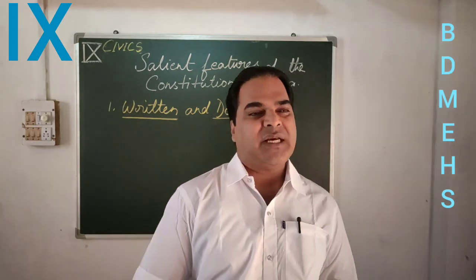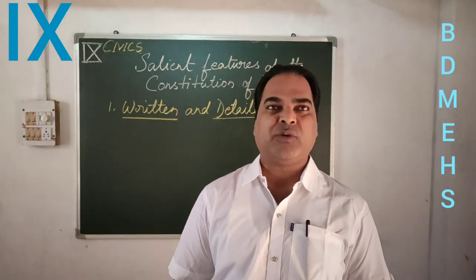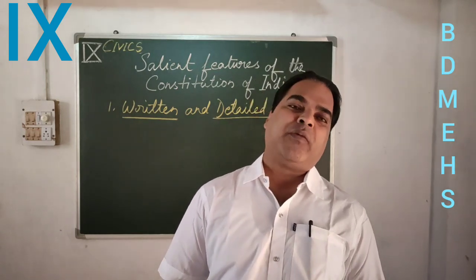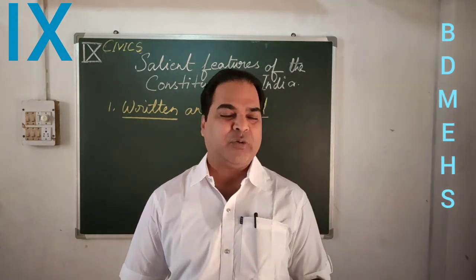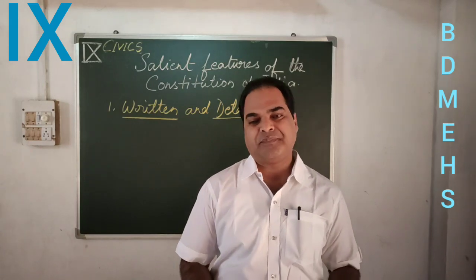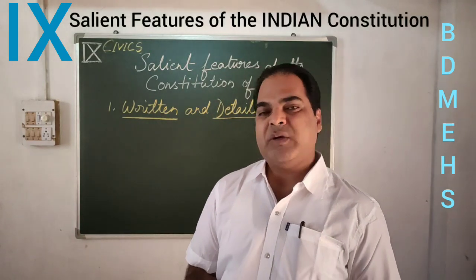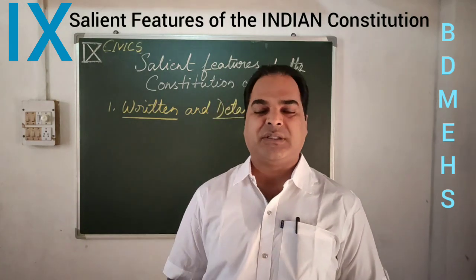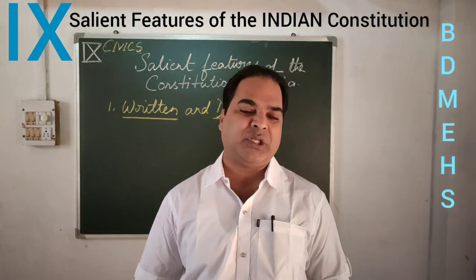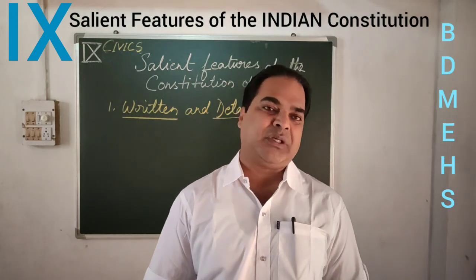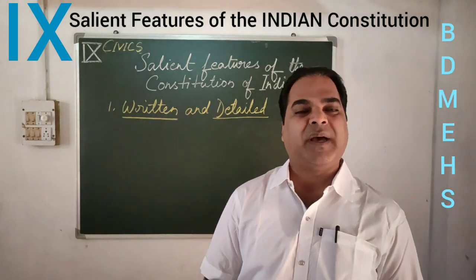In the previous class we discussed our constitution, how it was formed, and who were involved in the framing of the constitution, the drafting committee, the Constituent Assembly, and all we have discussed in the previous class. So today we will be discussing some of the important salient features of our constitution, or we can say the characteristic features of our constitution. So let us discuss one by one.